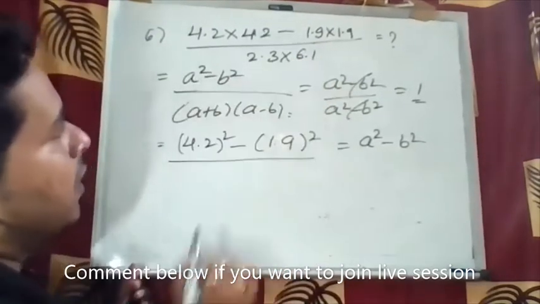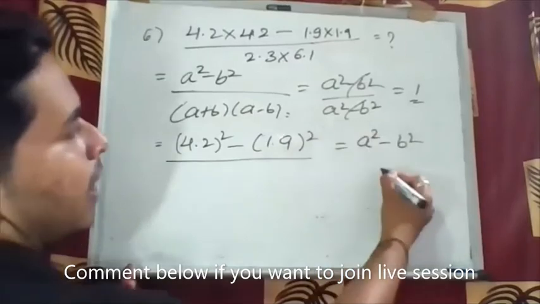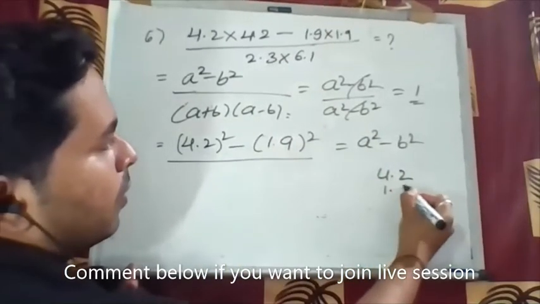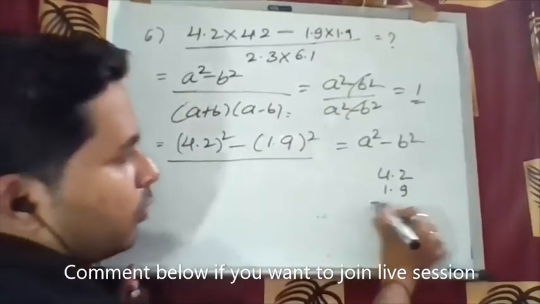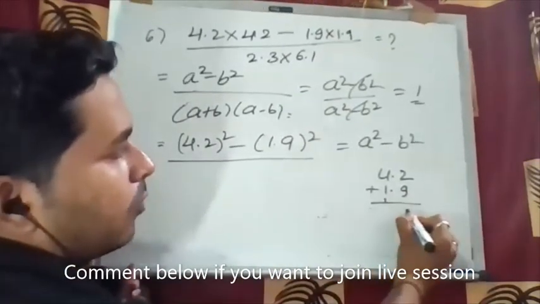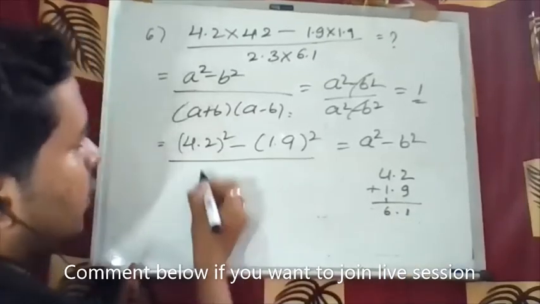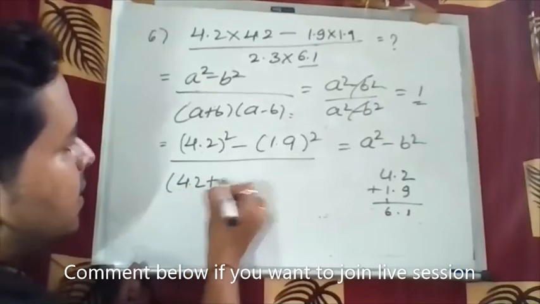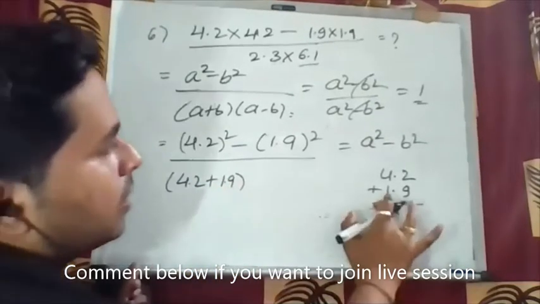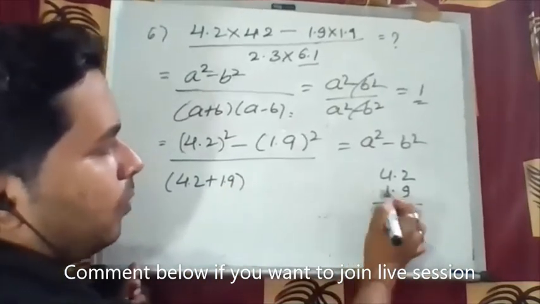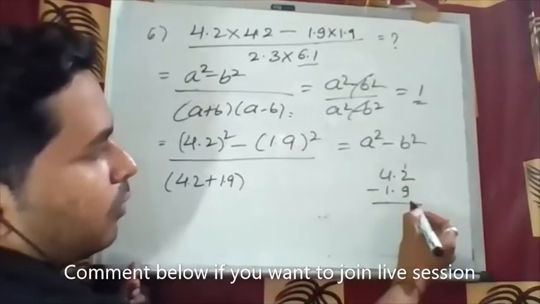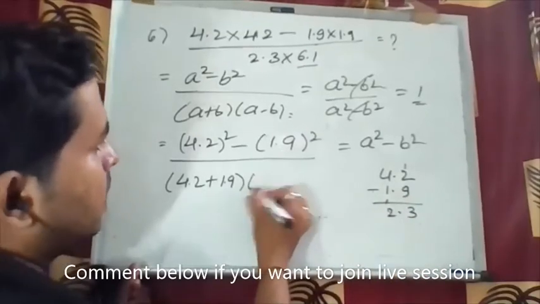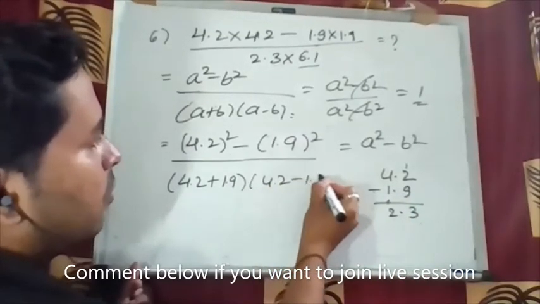2.3 और 6.1. 2.3 हमको कैसे आ गया? अगर a का वैल्यू 4.2 है, b का वैल्यू 1.9 है, इनको दोनों को ऐड किया तो 6.1 आ गया. So here 6.1 is 4.2 plus 1.9. अगर इन दोनों को सब्ट्रैक्ट किया, माइनस किया, तो 12 में 9 हो गया तो 3 आएगा. सो 4 में 2 हो गए तो 2 आ गया. So here we get 4.2 minus 1.9.